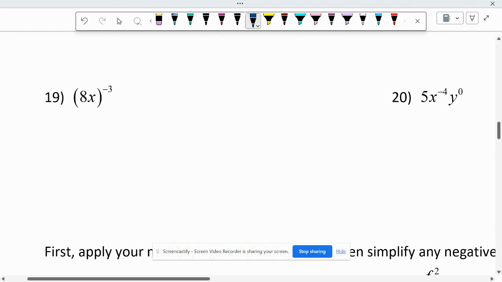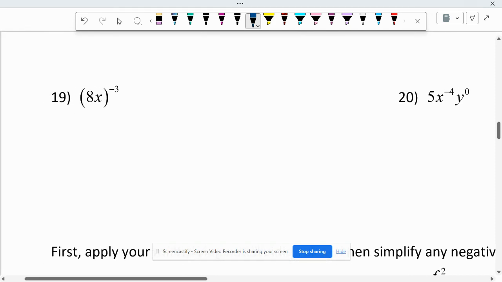Number 9, what is being raised to the negative 3 power? Yeah, the whole thing, the whole grouping. So I'm going to rewrite it as 1 over 8x, and I'm going to keep it in its parenthesis to the 3rd power.